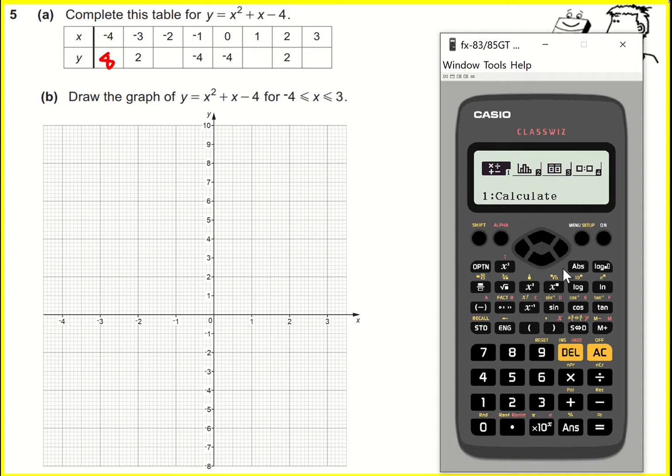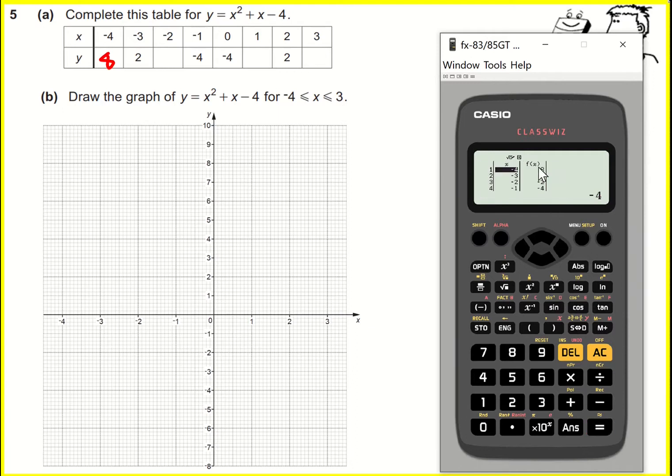Go to menu, then look along for where your table function is. Write in f of x, x squared plus x minus 4 equals. Don't care about the second function. We're going to start at minus 4. We're going to end at 3. And we go up in 1s all along.